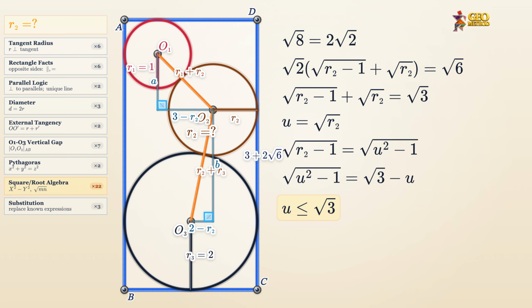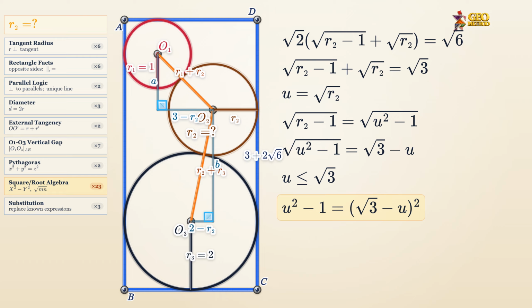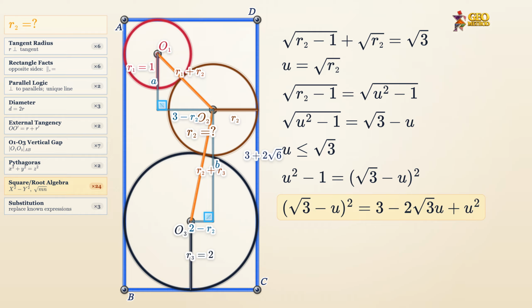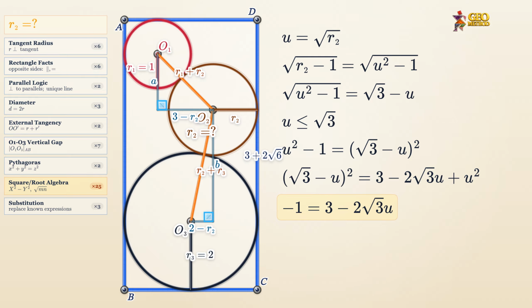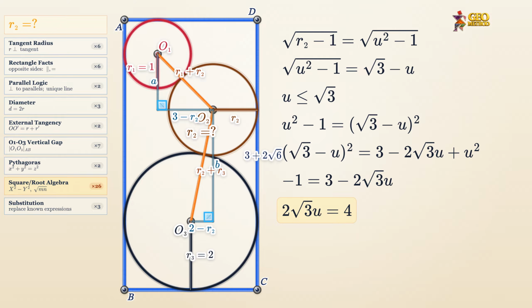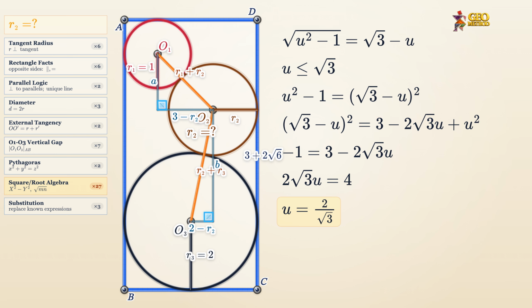Before squaring, check the right side. It must be non-negative, so u is at most root 3. Now square both sides. This is the step where the radical disappears. Expand the square on the right carefully. Root 3 minus u squared gives 3 minus 2 root 3 u plus u squared. Now, the u squared terms cancel on both sides. That leaves a simple linear equation. Move the constants to isolate the u term. We get 2 root 3 times u equals 4. Divide by 2 root 3. So u equals 2 over root 3.